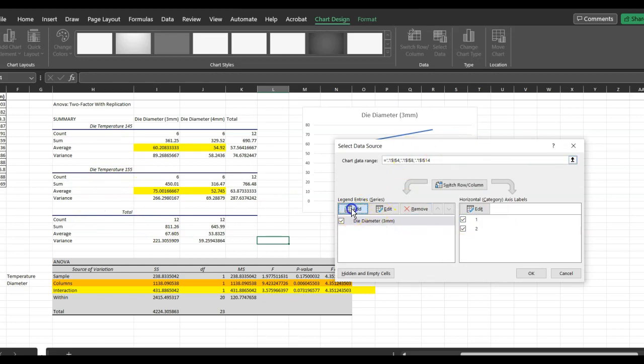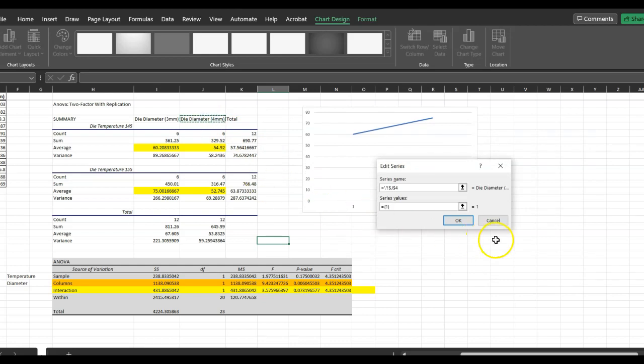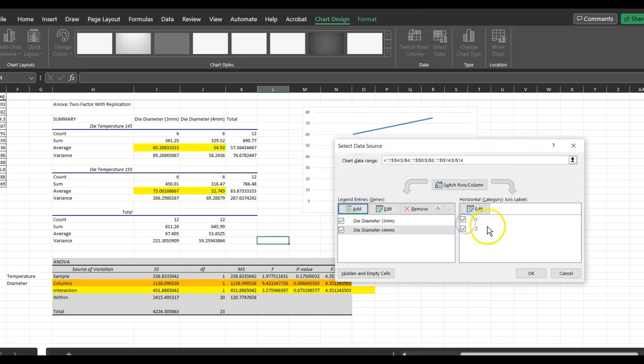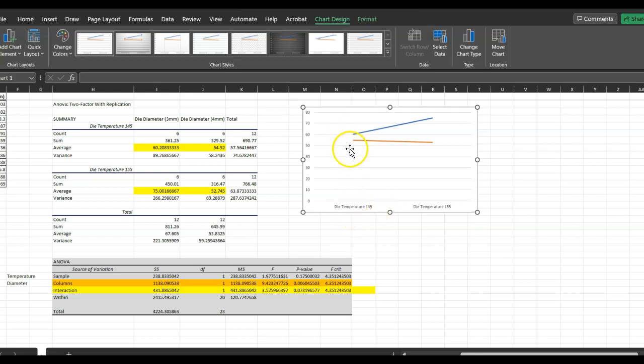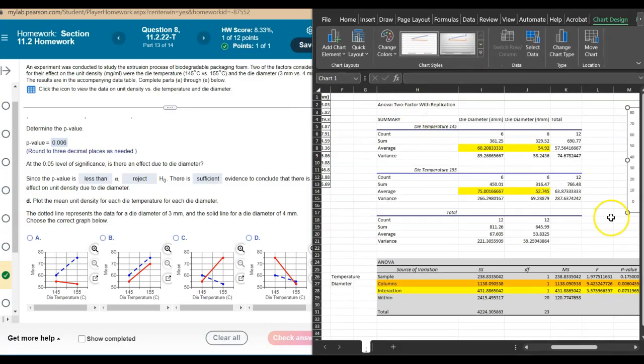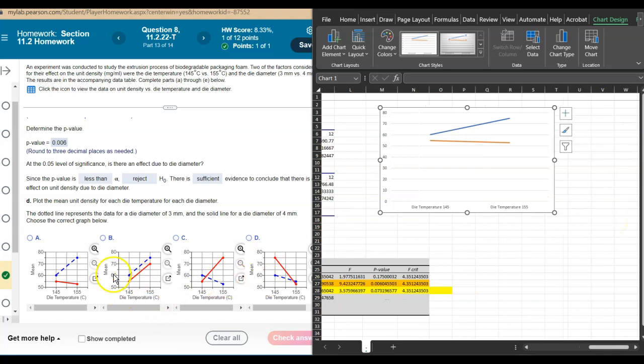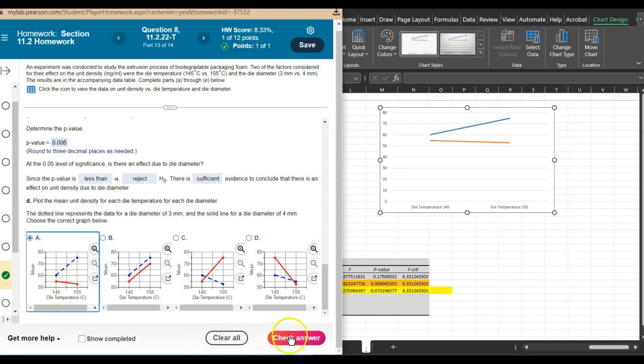That's the first line. I add another line. Again, this is going to be the 4 diameter, and I'm going to select these 2 values. So hold the control key, select the first one, and select the second one. Okay, if you want to edit the horizontal axis, you can, and the horizontal axis is going to be the temperature. Basically, you can use the control key again. So the 145, and then the 155, and you are set. So you see here, this is 145 degrees, and this is 155 degrees. All right. Okay.